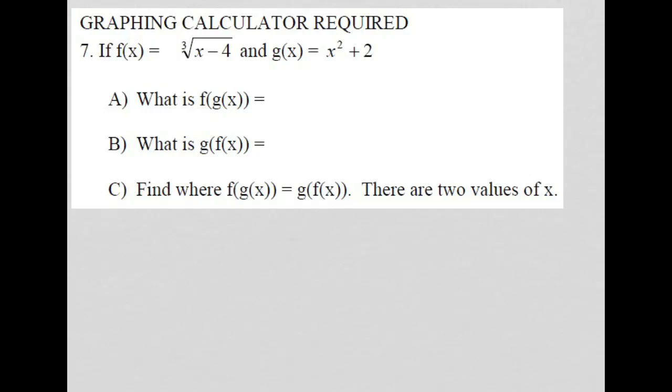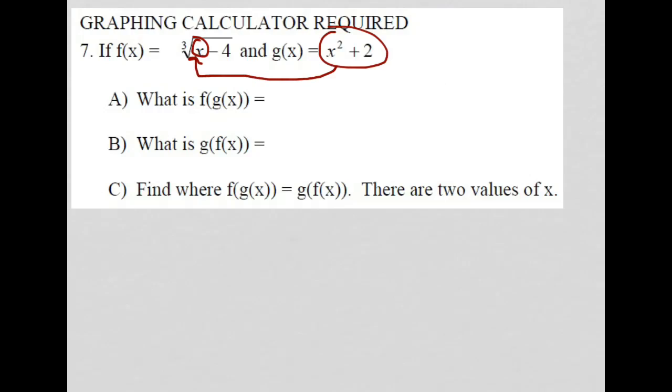Anyways, finally, we get to use a graphing calculator, which is sweet. So let's use it. If f of x equals the cube root of x minus 4, and g of x equals x squared plus 2, part A says, what is f of g of x? Well, f of g of x is a composition of functions. It says, take the function g of x, the entire function g of x, that x squared plus 2, and rewrite that inside of the f function in place of that x.